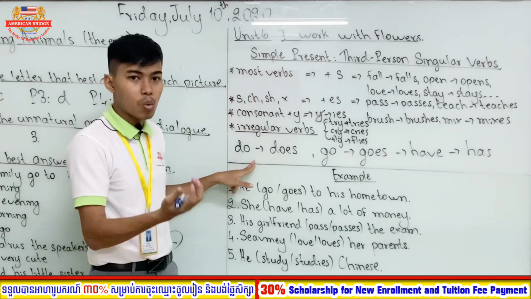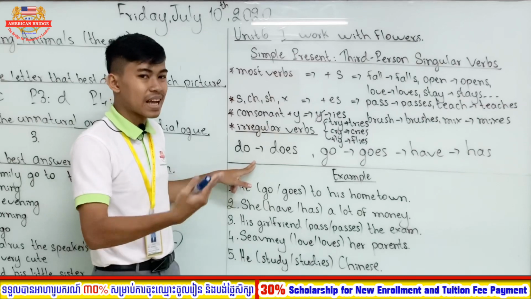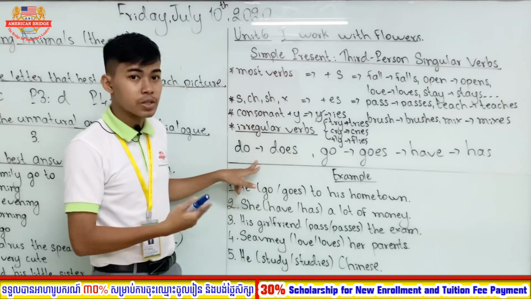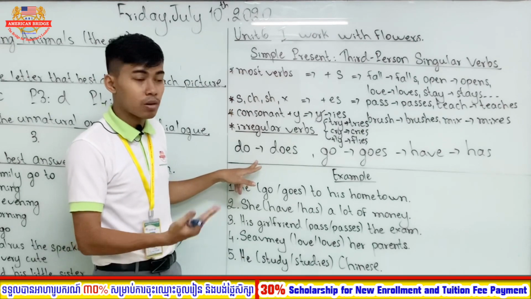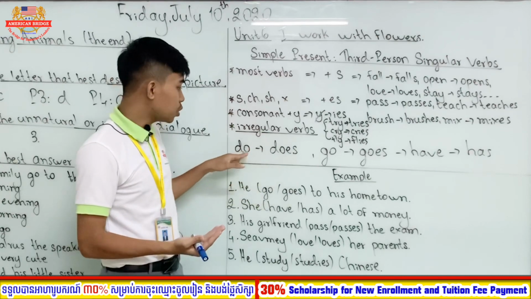Example, I do homework. But when we use the third person singular subject like he does homework, you cannot say he do homework. If you say he do homework, it is wrong. She do homework, it is wrong. She does homework, he does homework. So do becomes does.